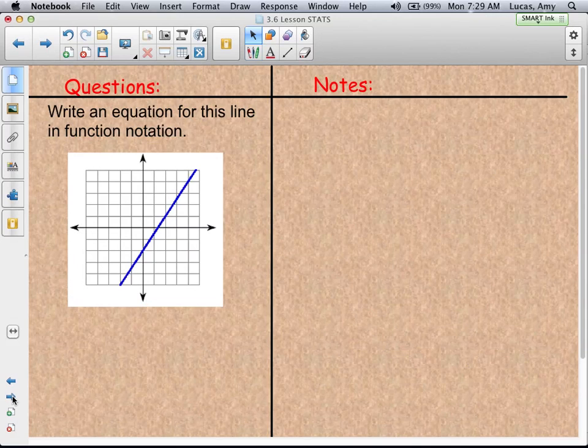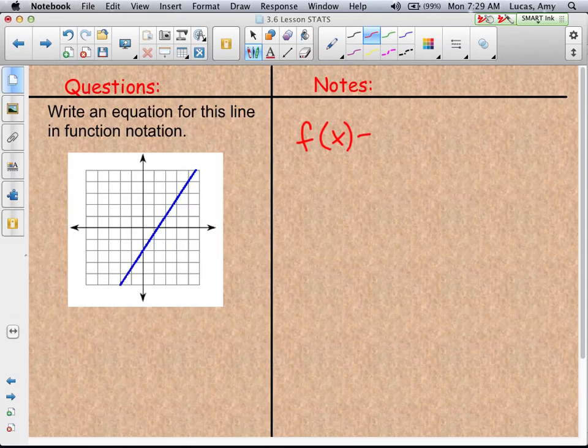Okay, another one. This one doesn't have the dots on it for us, so we're going to have to figure out the 2 points that we want to use. I always recommend using the intercept as one of them, because you're going to have to name the intercept anyway. So here's my intercept. It's at negative 2. So I could already fill in that part of my equation right now.